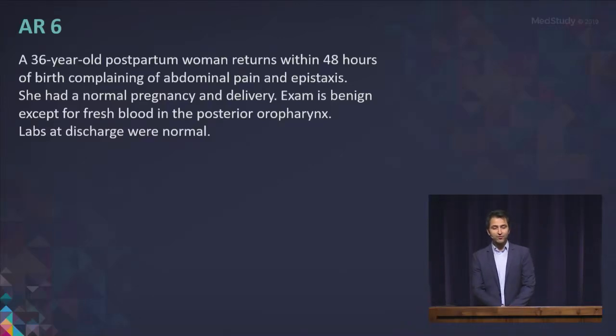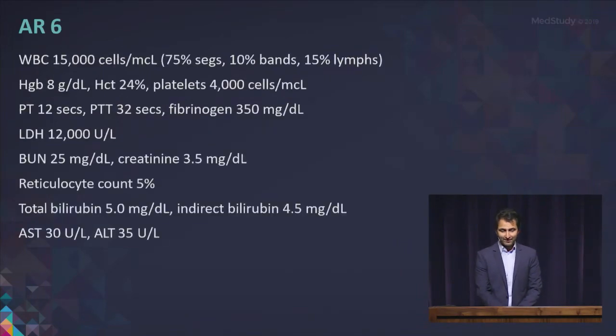Another question. A 36-year-old postpartum woman returns 48 hours after birth complaining of abdominal pain and epistaxis. She had a normal pregnancy and delivery. Exam is benign except for fresh blood in the posterior oropharynx. Her labs at discharge were normal, and now 2 days later, she has a hemoglobin of 8, a platelet count of 4, PT and PTT are normal, fibrinogen's 350, LDH is 12,000. Creatinine's up at 3.5, retic count is up, and indirect bilirubin is up at 4.5. 48 hours postpartum, all the wheels fell off.